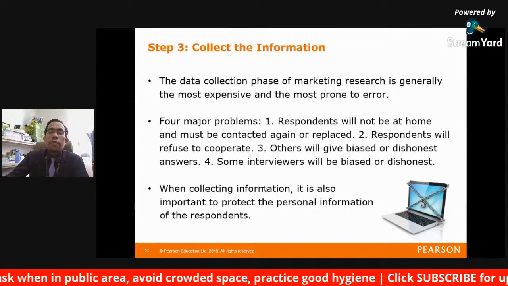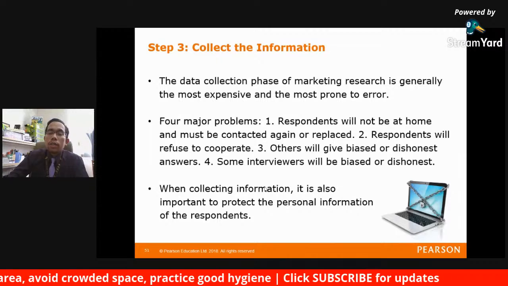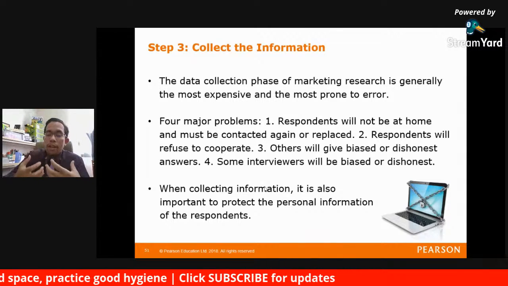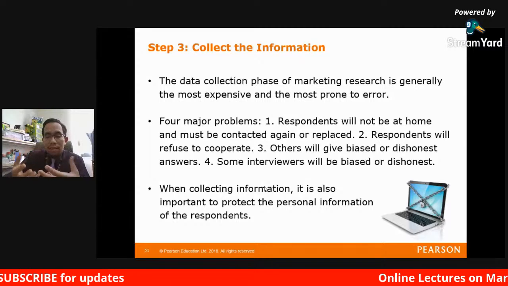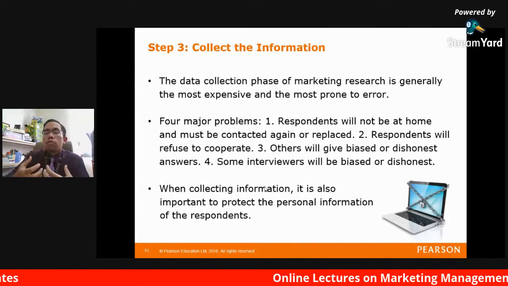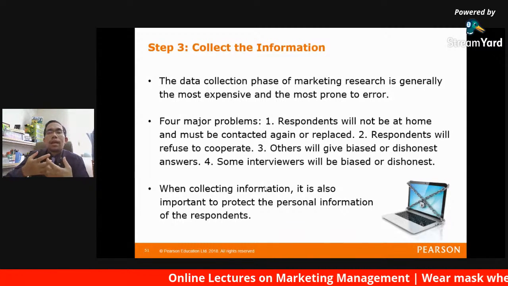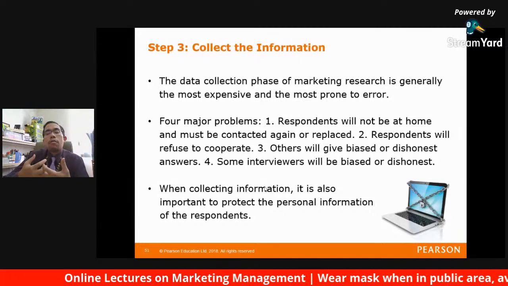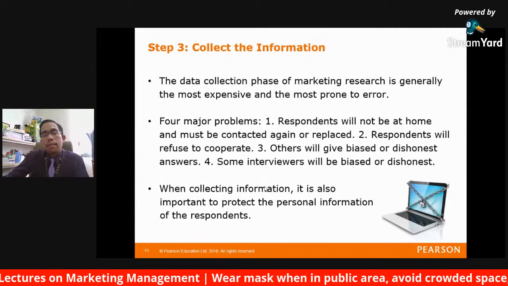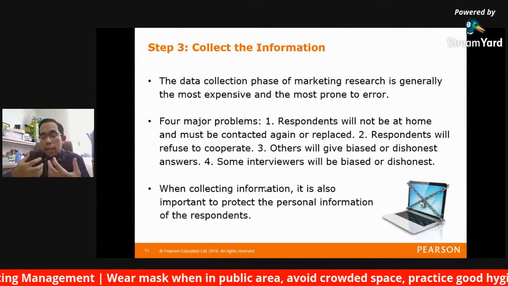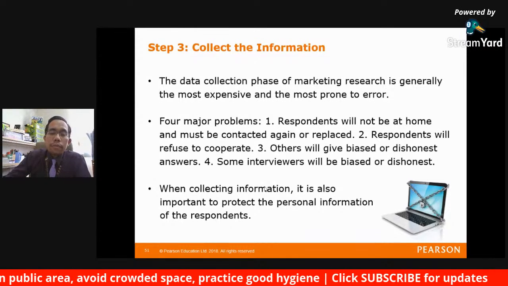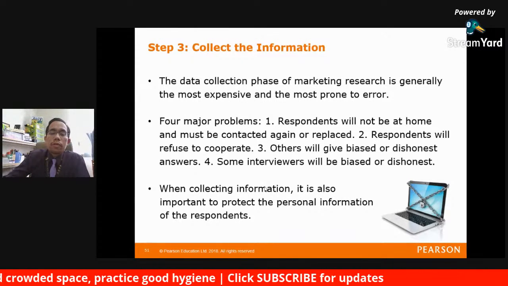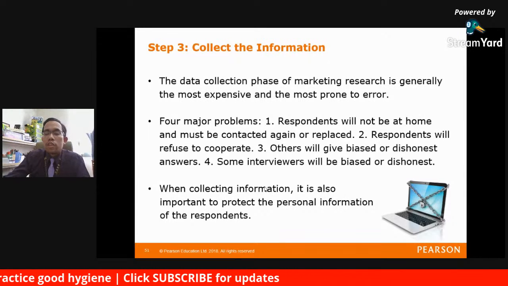Okay, for some, interviewers will be biased or dishonest. Not only does the respondent give biased or dishonest answers, the interviewer also interprets wrongly and is also dishonest during getting the information. So when collecting information, it is also important to protect the personal information of the respondent.